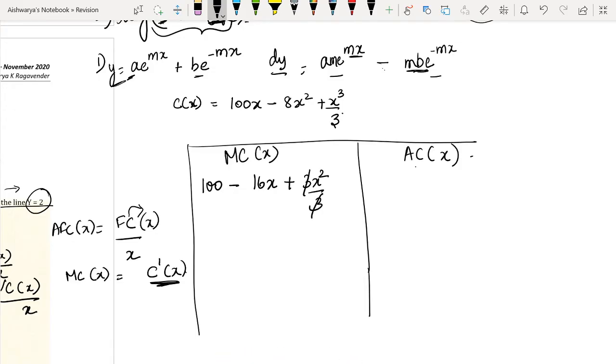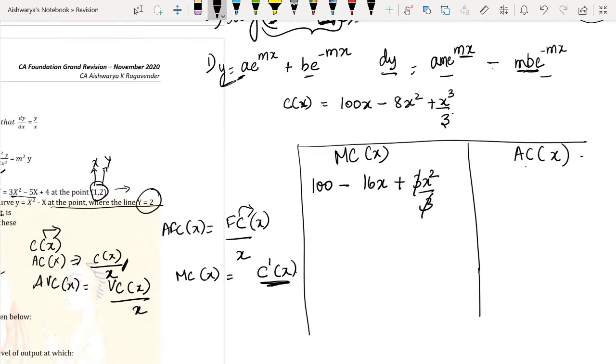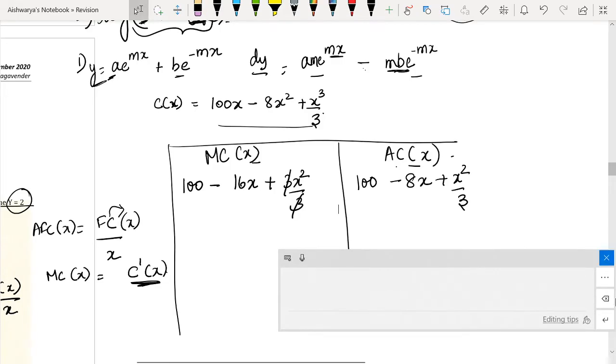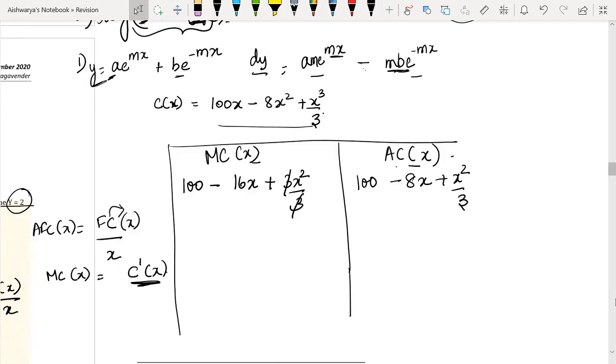AC of x is nothing but C of x divided by x. So divide all the terms by x. What do you get? 100 minus 8x plus x square by 3. So this is your marginal cost function, and this is your average cost function. Now that you have these two functions, the question is asking when will this become minimum, and when will this become minimum.